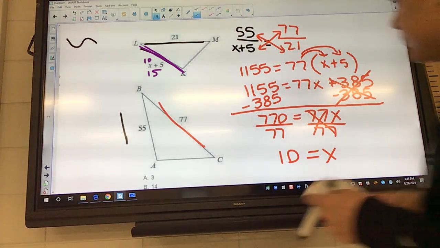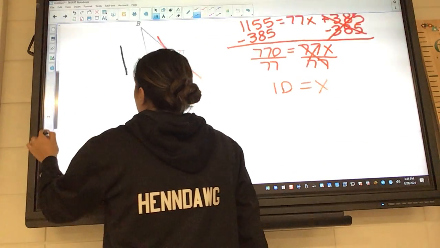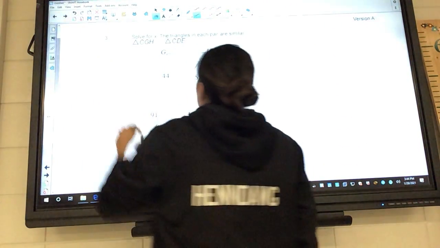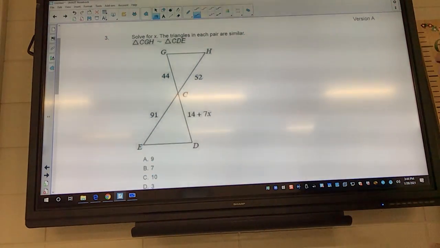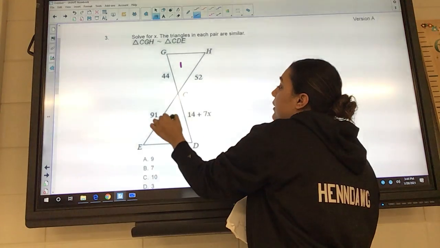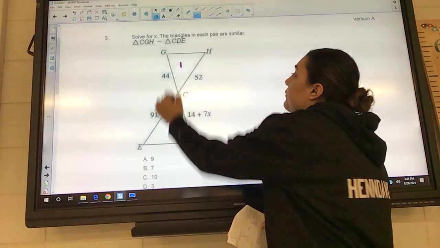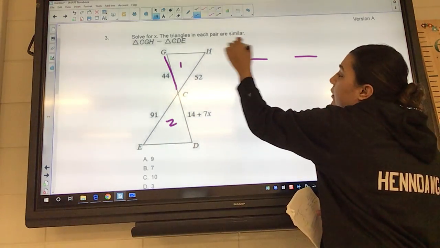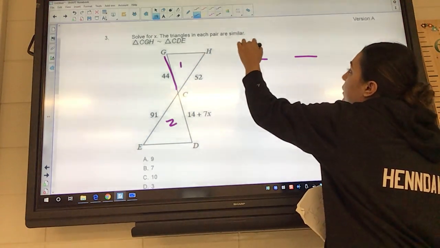Let's look at the next one. So that one was C, 10. The next one is the same thing, and we're going to run through it a little bit. I know I have 2 triangles, this one and this one. So we can draw our 2 things. GH is 40, or GC is 44.